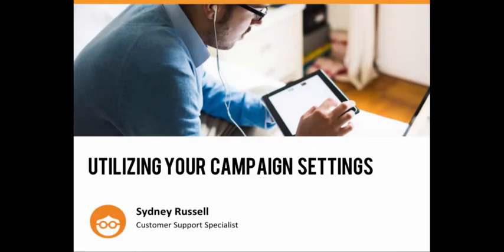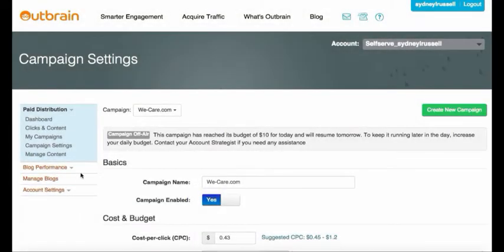In this video, we'll learn how to understand and utilize the campaign settings tab in your my.outbrain account. You're able to find the campaign settings tab via the left navigation under paid distribution. Campaign settings allows you to make any modifications and adjustments to your campaign at any time.